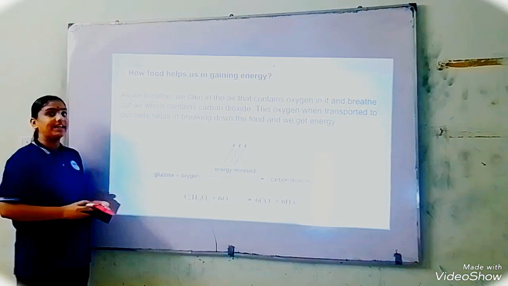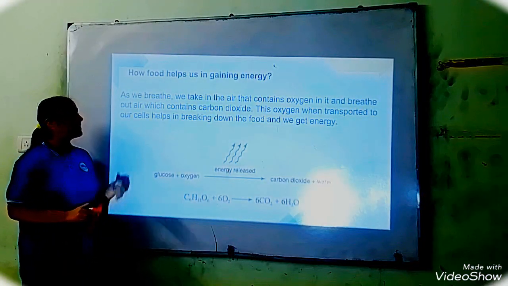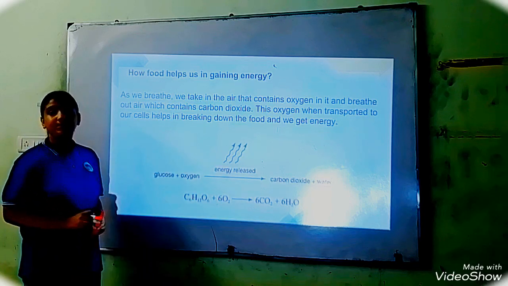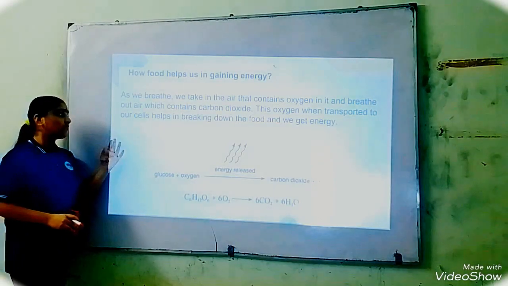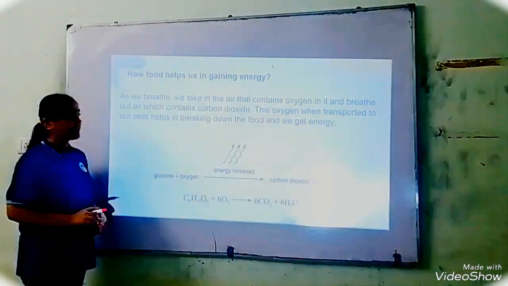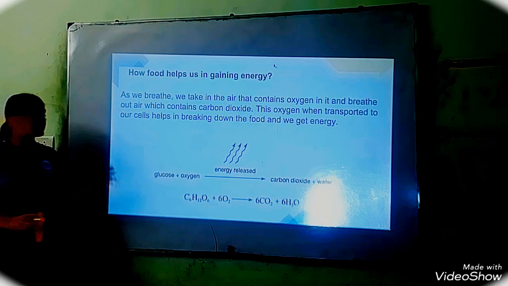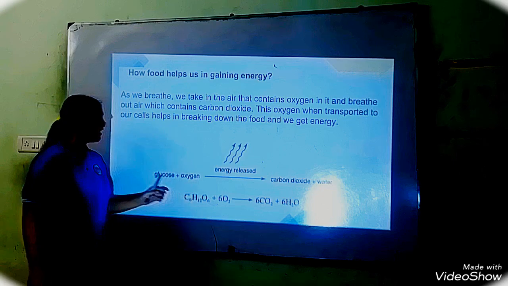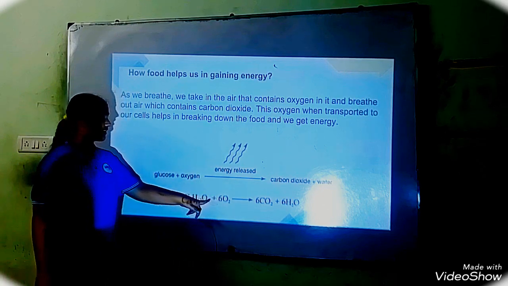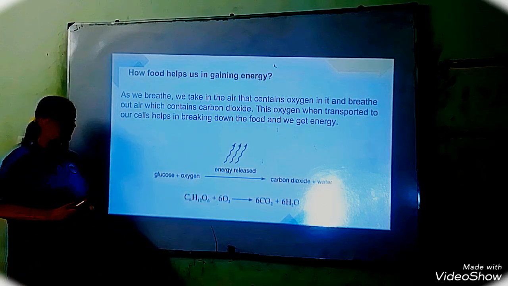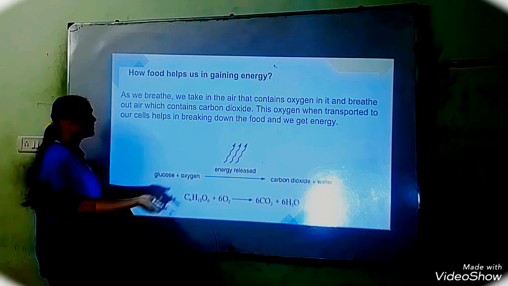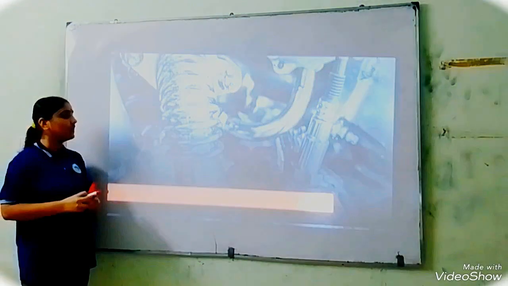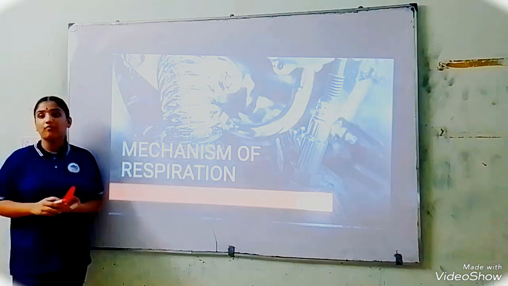How does food help us in gaining energy? As we breathe, we take in air that contains oxygen and breathe out air which contains carbon dioxide. This oxygen, when transported to our cells, helps in breaking down the food so that we get energy. This process can also be represented by an equation: C6H12O6, which is glucose, combines with 6 molecules of oxygen, and energy is released, and it gives us 6 molecules of carbon dioxide and 6 molecules of water. So let us try to understand the mechanism of respiration.